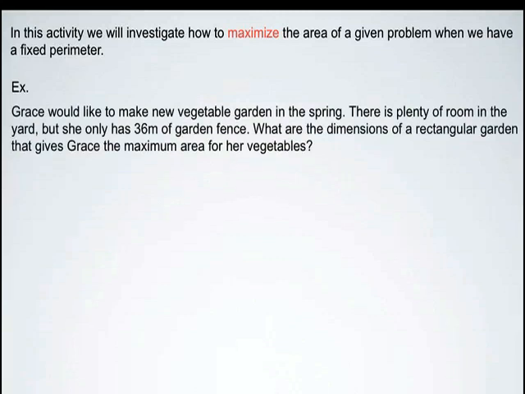In this activity, we're going to investigate how to maximize the area of a given problem when we have a fixed perimeter. So let's suppose that Grace wants to make a new vegetable garden, and there's plenty of room in her yard, but she only has 36 meters of garden fence to go around the outside. What we need to take a look at are the dimensions of a rectangular garden that could give Grace the maximum area, the most amount of space for all of her vegetables. Again, keeping in mind that she only has 36 meters of fence to work with.